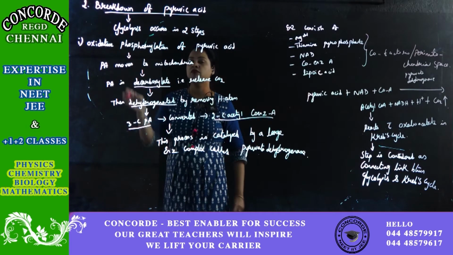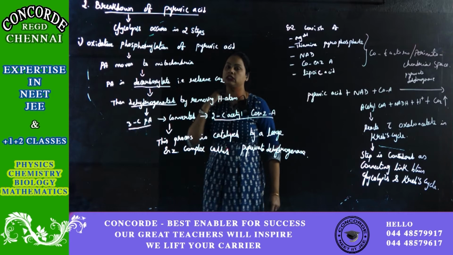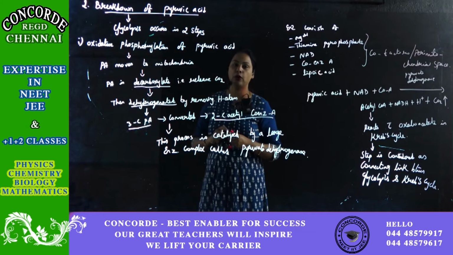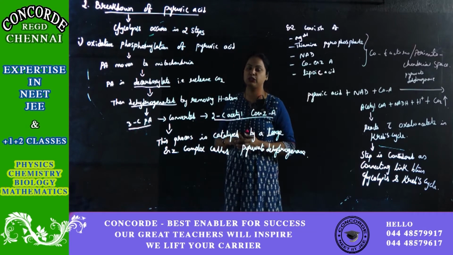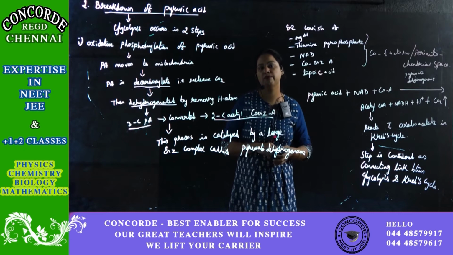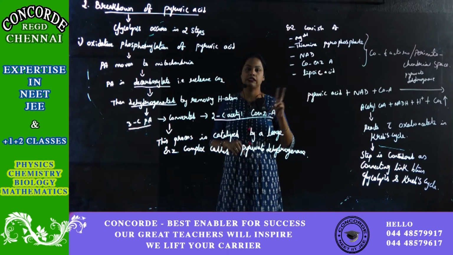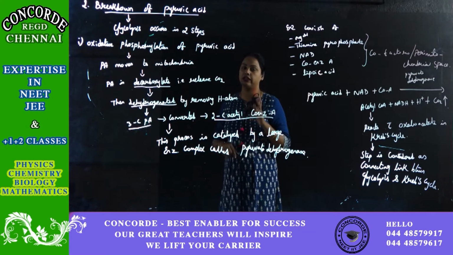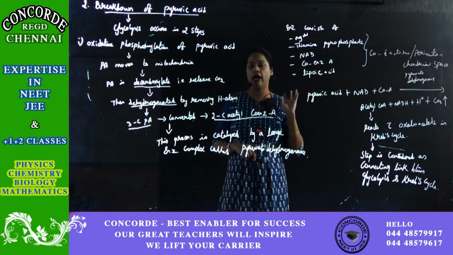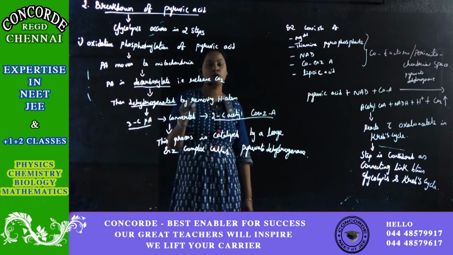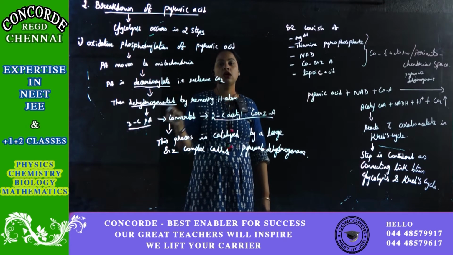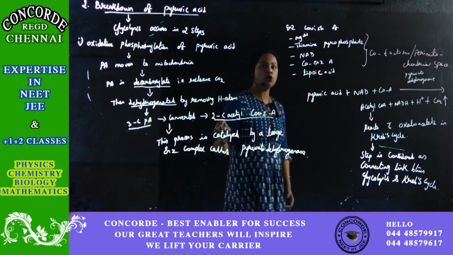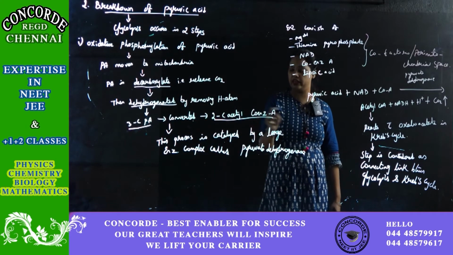So remember, once the pyruvic acid is produced in glycolysis, it moves to mitochondria. In mitochondria, first there is decarboxylation, that is release of carbon dioxide from pyruvic acid. That is the first thing. The second thing that happens to the pyruvic acid is dehydrogenation, that means removing of H atoms. Once it removes the H atoms, the 3 carbon pyruvic acid is converted into 2 carbon acetyl coenzyme A.